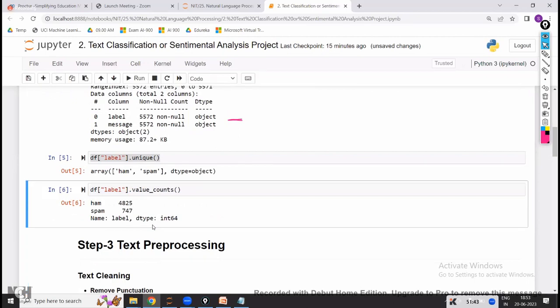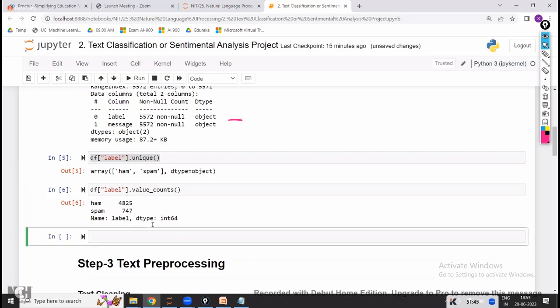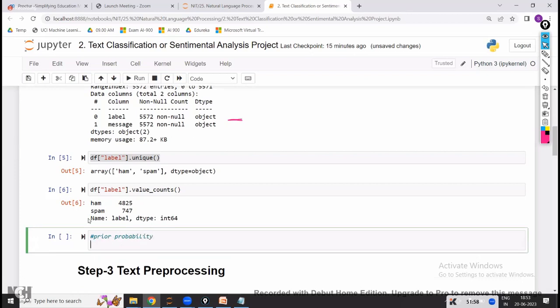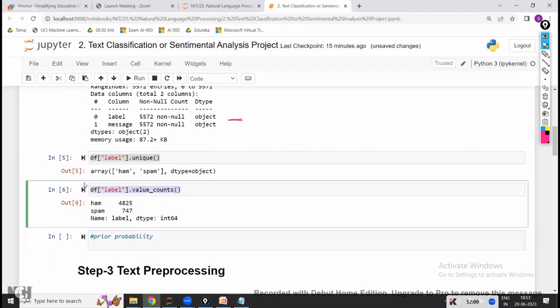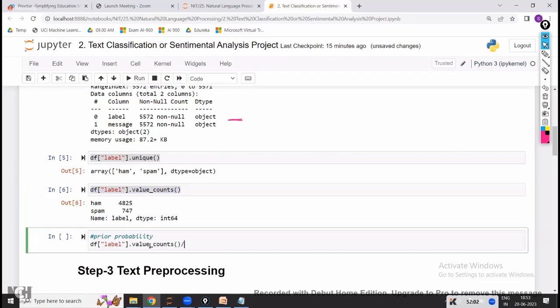Now you want to calculate the prior probability. How to calculate the prior probability, guys? Prior probability is nothing but the original count divided by overall, so simply divide by the length of df.